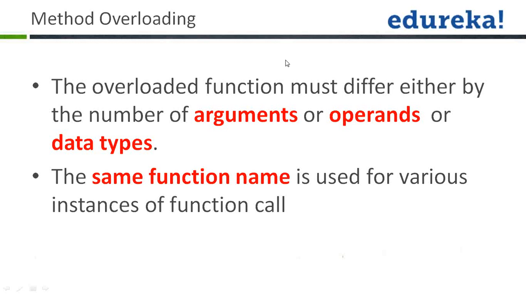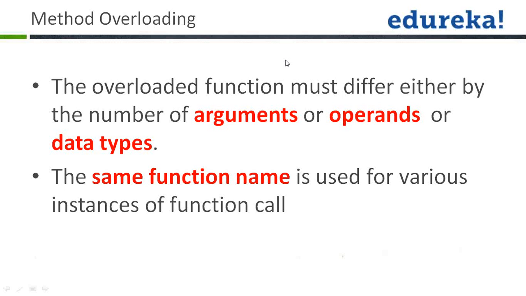Now the method overloaded function. Now we are talking about a function or a method. You can call it anything. So an overloaded function must differ either by the number of arguments or operands or the data types. Okay, either the arguments have to be changed, or the operands have to be changed, or the data type, that is, what kind of value it is returning. That is the data types, right? Or the data types of the arguments.